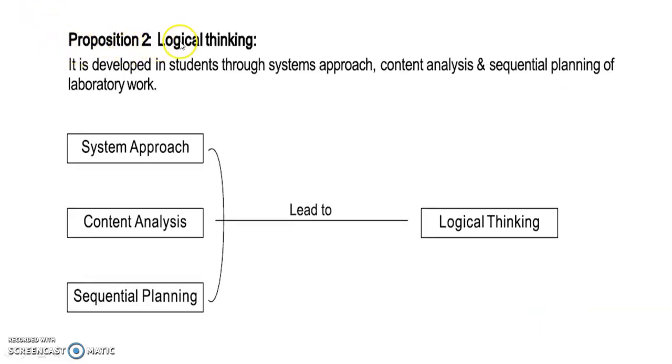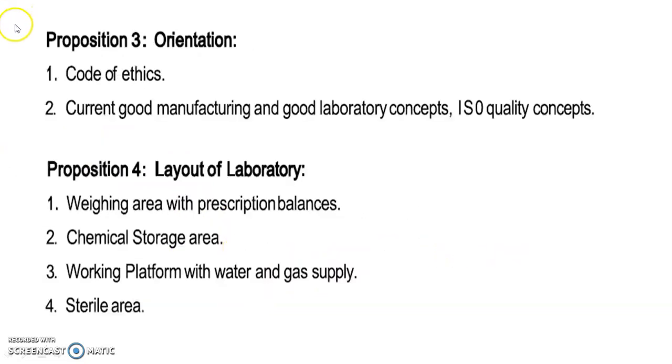Then proposition 2, that is logical thinking, the system approach, content analysis and sequential planning, it will lead to logical thinking. Proposition 3 is orientation. It includes code of ethics and current good manufacturing and good laboratory concepts as per ISO quality concepts. Proposition 4, layout of laboratory.